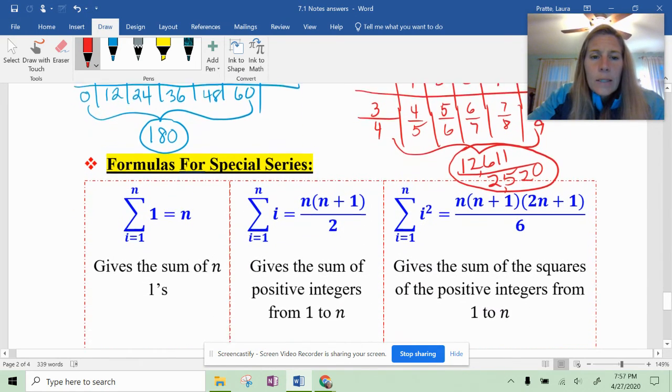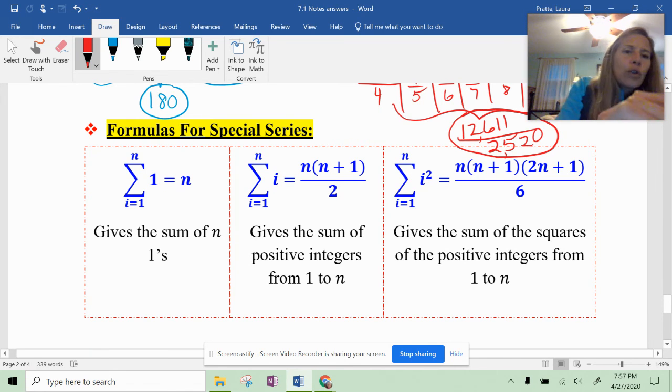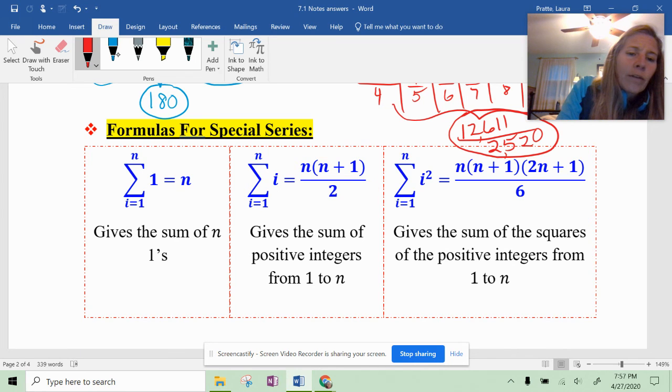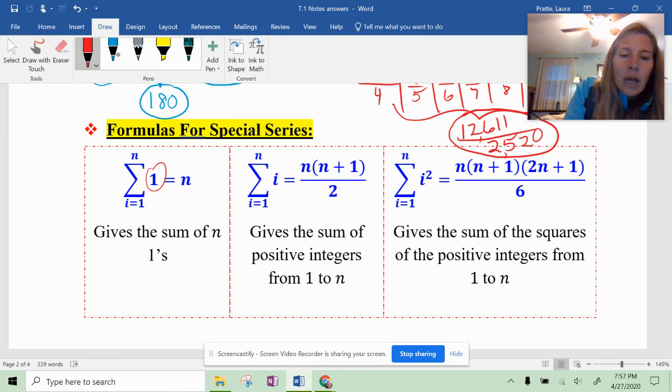Okay, so the last thing is formulas for special series. They're kind of just like little shortcuts you can use if you have one of these situations. So the first situation is if you're going from, let's say, 1 to 9 or something, but your rule is simply just that number. If there's no variable for your rule, it's just a number. Then it just gives the sum of n ones.